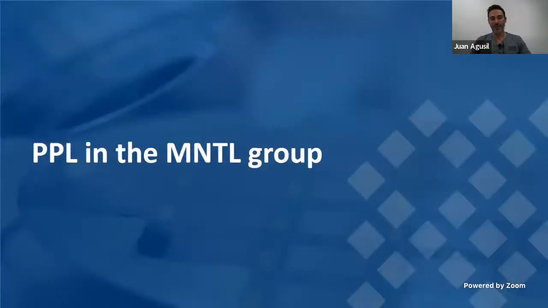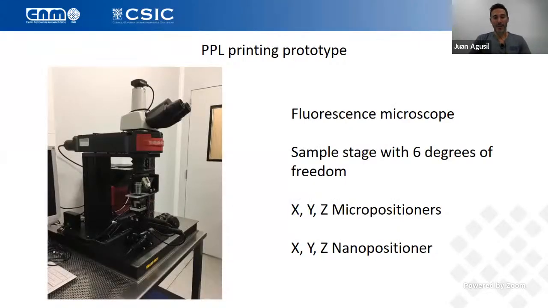But if you want to go a little bit deeper to create smaller features on the substrate, well, we have a polymer pen lithography machine in the group. This prototype was developed along several national projects, and it is basically a fluorescent microscope with a stage that holds your sample and has 6 degrees of freedom. That means that it moves in X, Y and Z, and then in yaw, pitch, and roll. With these movements, we have micro positioners for the micro scale, and then a nano positioner for a perfect alignment at the nano scale.